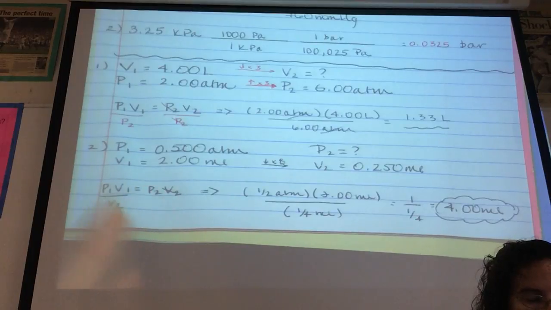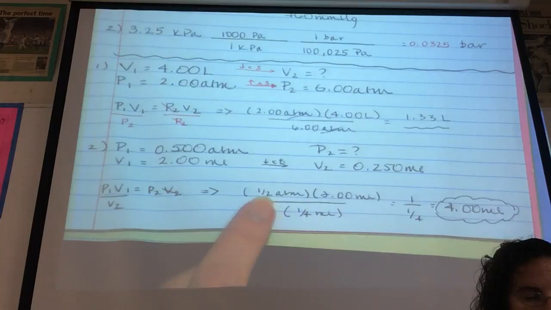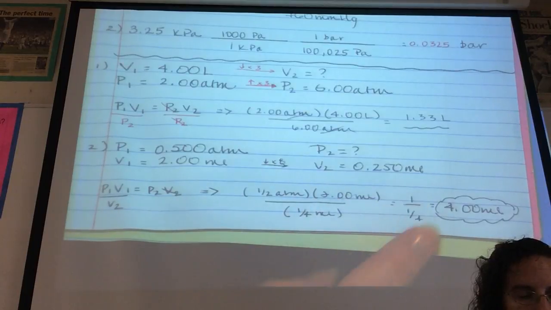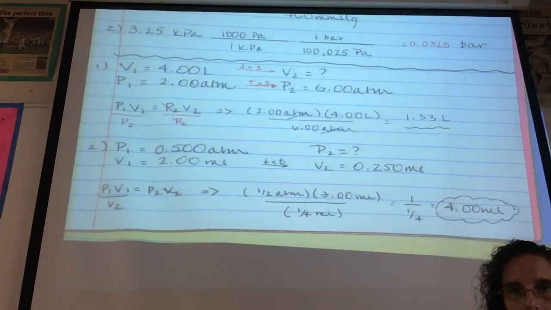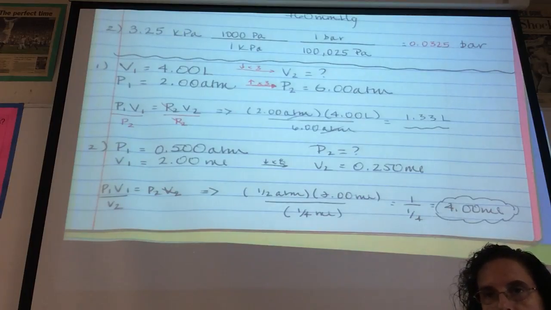Alternatively, you can write your formula out, manipulate your variables, plug and chug, and instead of putting 0.5 in, I very often will work in fractions because I can see that half of 2 is 1, divided by 1/4 is 4. So you can go about it a lot of different ways to be successful.